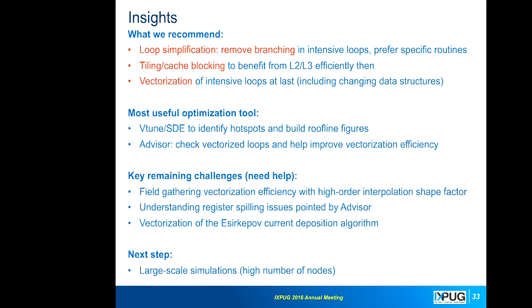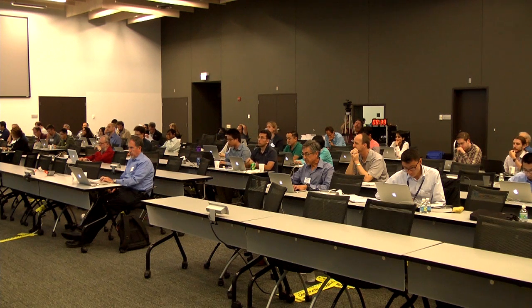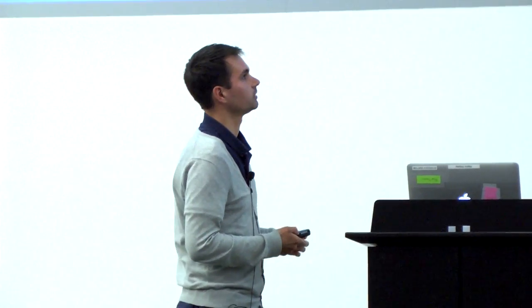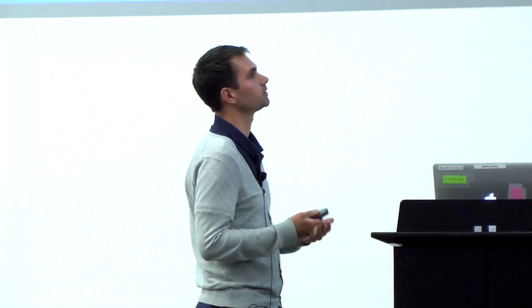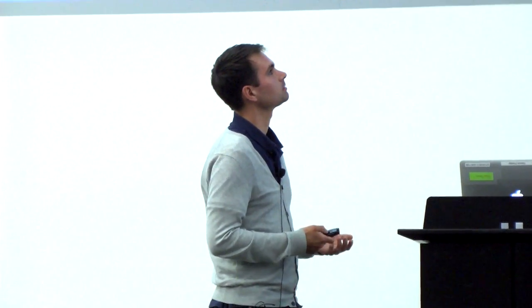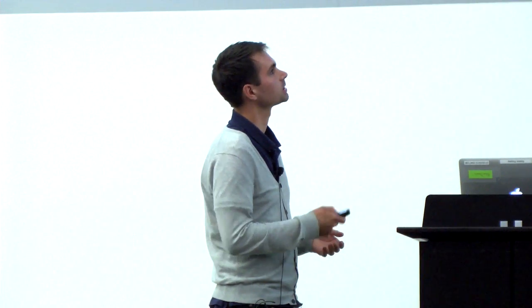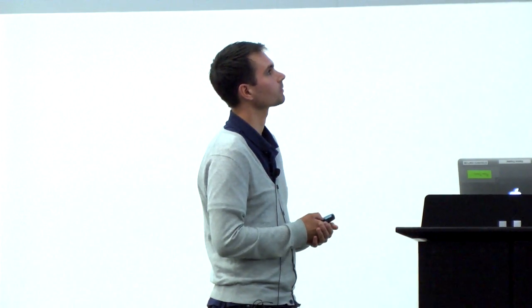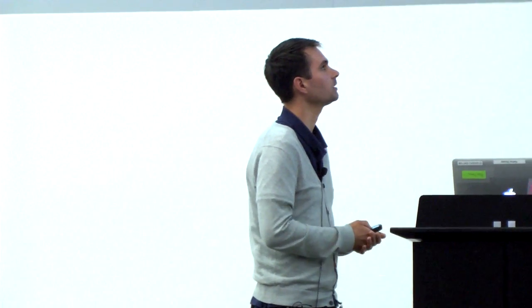Then I recommend to focus on the memory management using cache blocking techniques to improve the memory locality, and we'll use L2 or L3 as well. And then to focus on vectorization and to not hesitate to change the data structures, even if sometimes it can be tricky for some algorithms. So here our most useful optimization tools are VTune and NSD for the calculation of the roofline, and Advisor for checking vectorization. I will show it tomorrow.